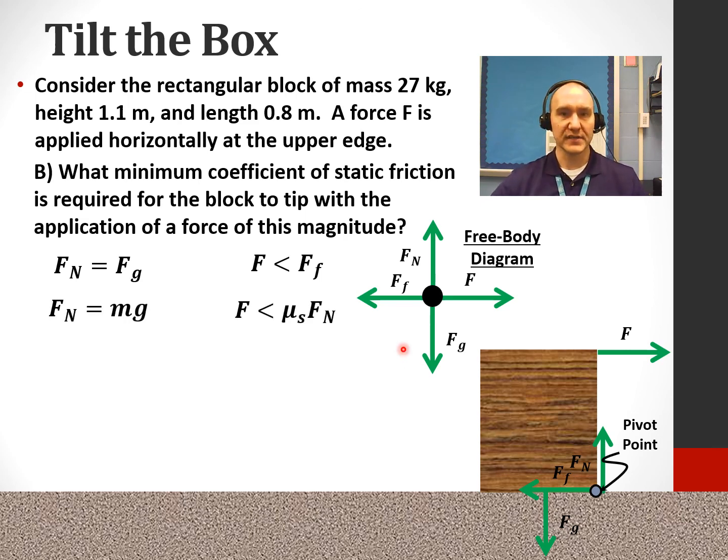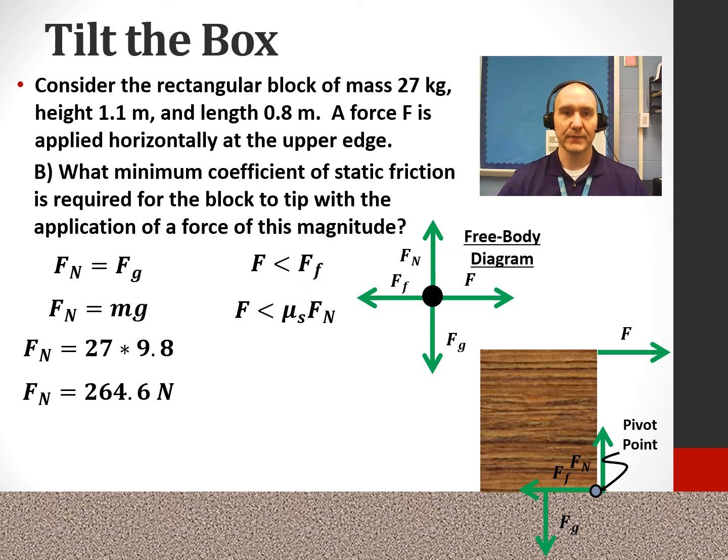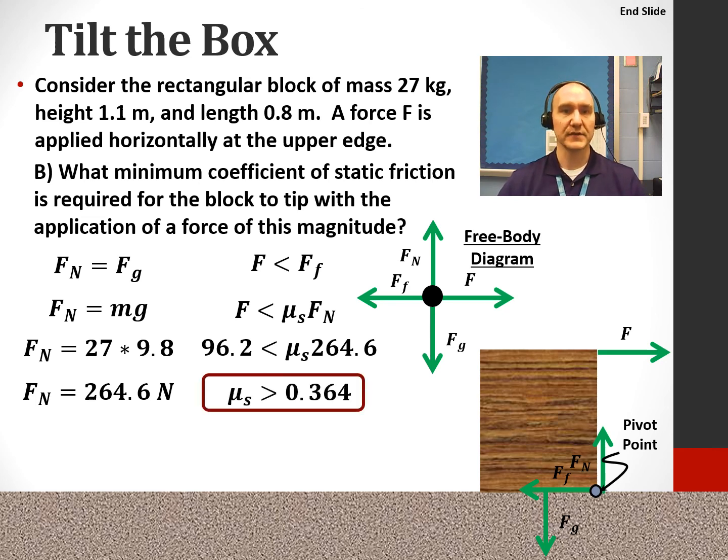Okay, the normal force: the only two forces in the vertical direction, normal force is equal to force of gravity, so it's going to be equal to 27 times 9.8, which is 264.6. And then, of course, the force of friction has to be greater than that force. So the minimum force of friction is going to be equal to that force F value. So the coefficient of static friction times normal force has to be greater than that force in order to prevent it from sliding. So you plug in your force, which is 96.2, divided by 264.6, which was the normal force, and we get that the coefficient of friction has to be at least equal to or greater than 0.364 in order to prevent it from sliding.